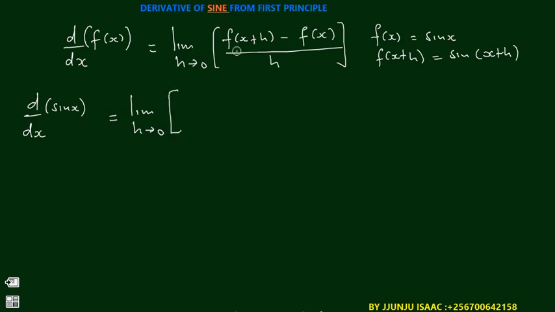So let us substitute here. We shall get sine of x plus h minus sine x upon h. We are going to recall that from trigonometry, sine of an angle minus sine of another angle has got an identity.